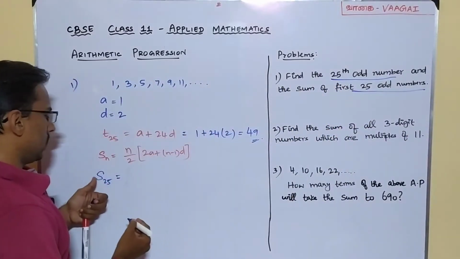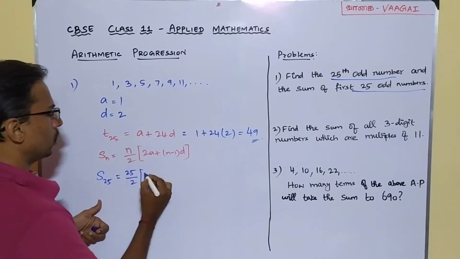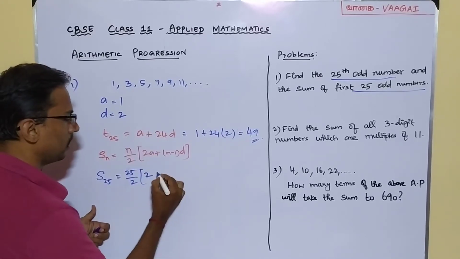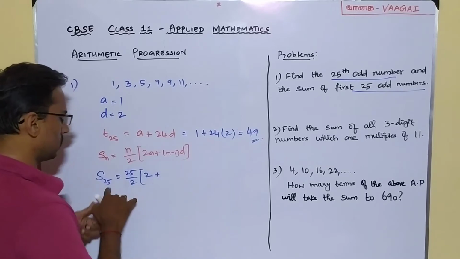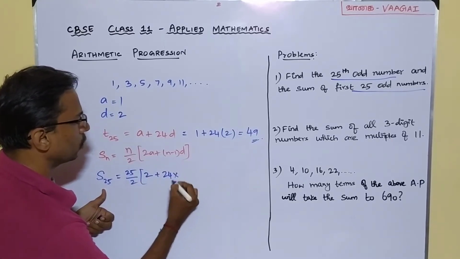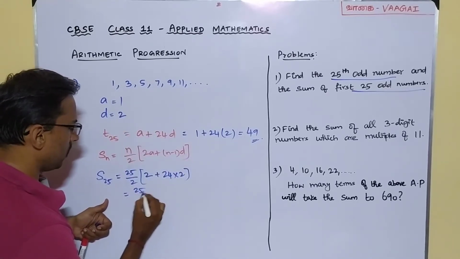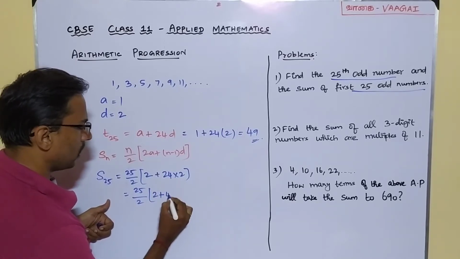So in that case, S25 is going to be 25 by 2 into, what is 2a? 2a is going to be 2 into 1. So I'm writing it as 2 itself directly, plus, what is n minus 1? N minus 1 is going to be 24 because n value is 25 here. So n minus 1 is going to be 24 into, what about d? D is 2 here. So that also we know. So this is going to be 25 by 2 times of 2 plus 48.